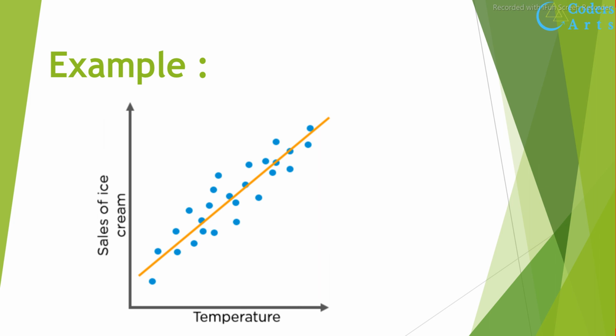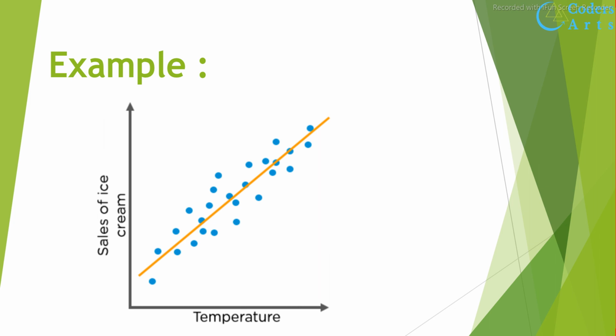Here is the plot on a graph where the x-axis represents the temperature and the y-axis represents the sale of ice cream. And this is the regression line through the data points that fits the data. This line helps you predict the amount of sale you can expect on a day with a certain temperature value.